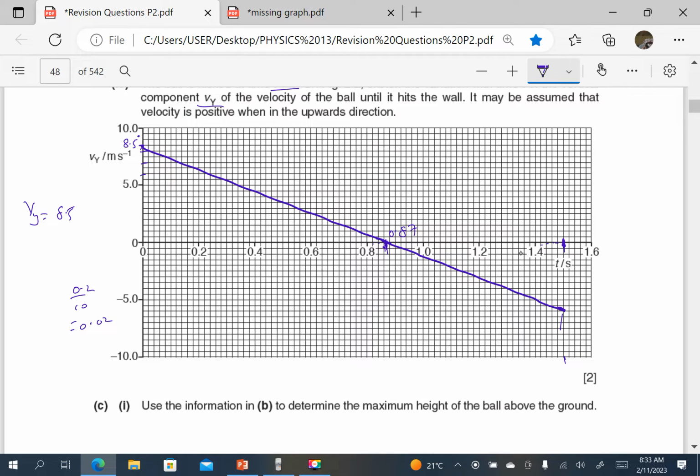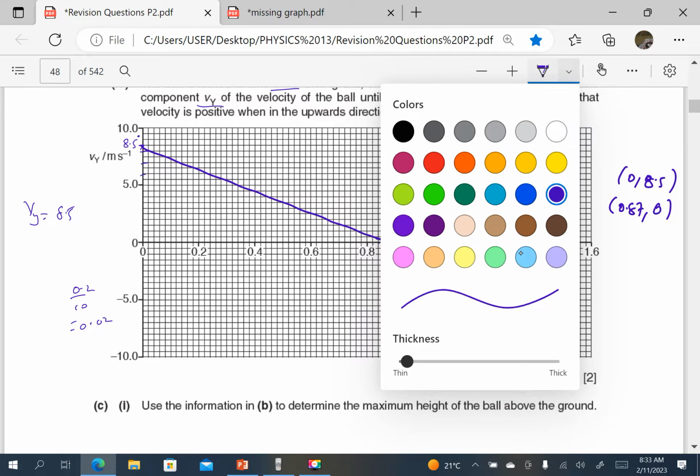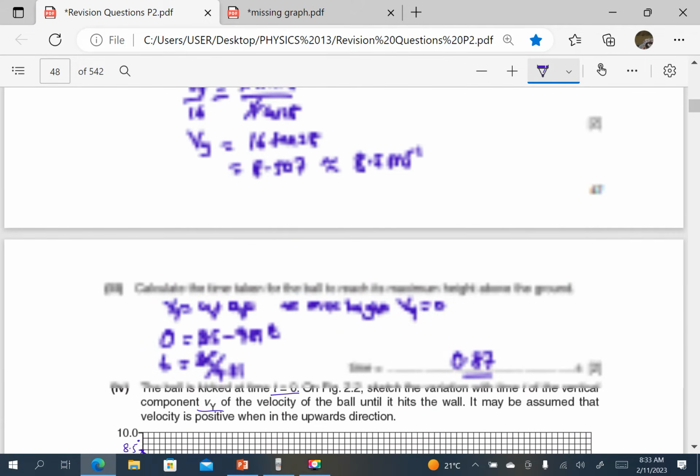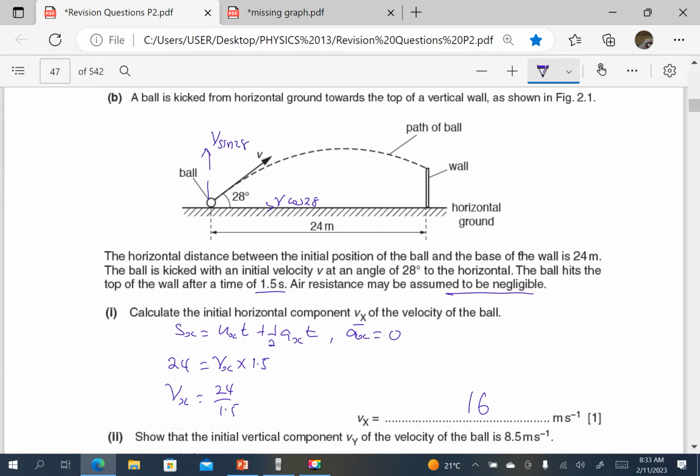The most important thing is that it starts from t equals 0 and 8.5. Then it crosses the x-axis at 0.87 when v becomes 0. And it does not go beyond 1.5 because it hits the wall at 1.5 seconds. It continues in the negative part because when the body is falling, it is now moving in the opposite direction. It is moving downwards before it hits the wall. So you see it moves to the maximum height somewhere here, and then it moves downwards before it hits the wall.